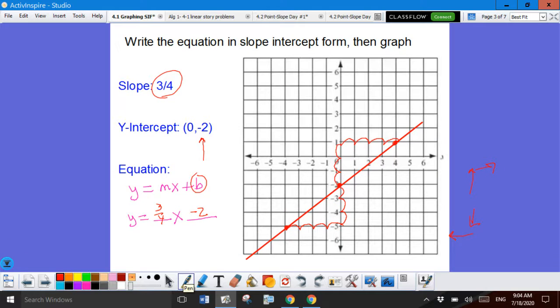So a couple things to remember if you think about when we were graphing in last chapter, we know that we've got 4 different types of graphs. We've got positive, we've got negative, we've got 0, and we have undefined, okay? So make sure that as you're graphing, you're paying attention to, does my graph look like it's supposed to? So since this one is positive, I know that I'm correct.